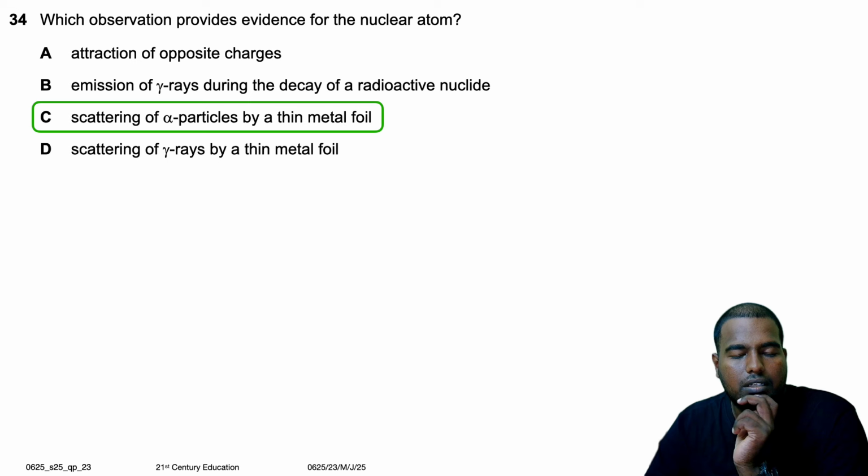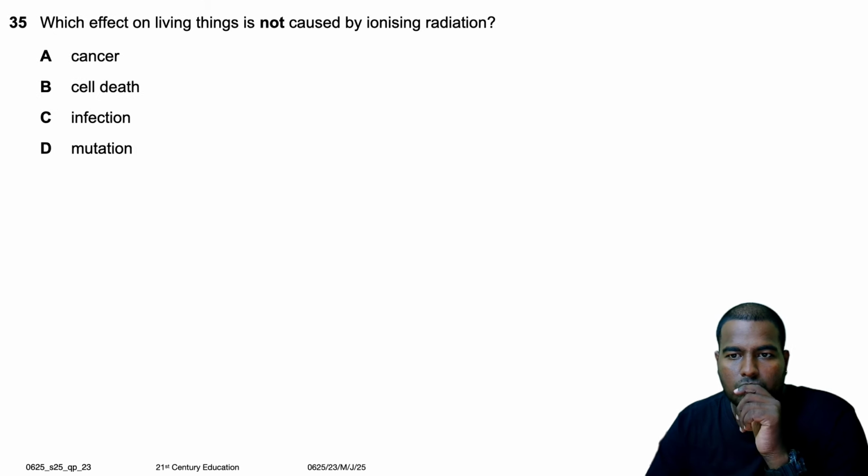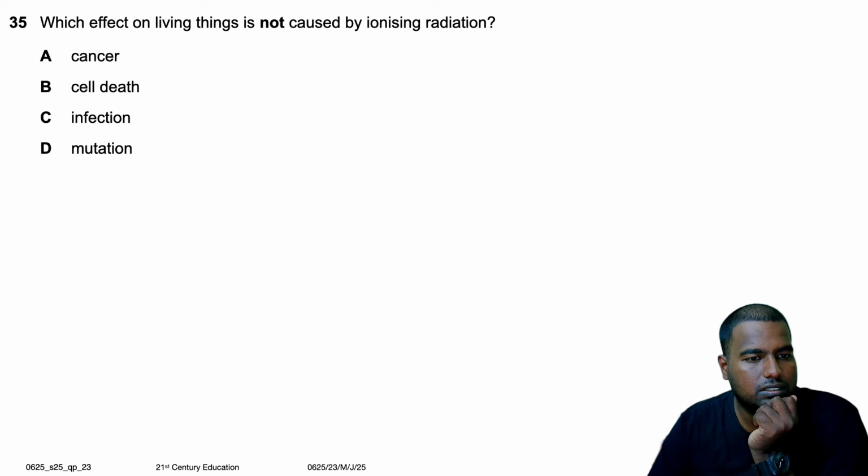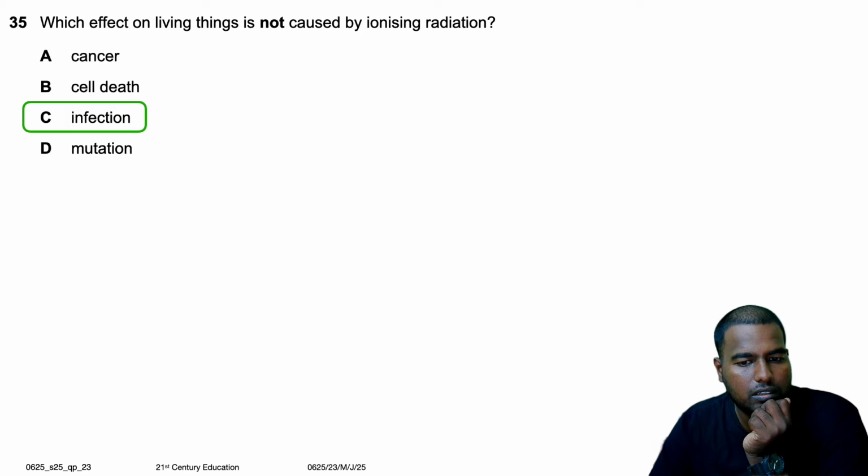Which observation provides evidence for the nuclear model of the atom? It's the scattering of alpha particles by thin metal foil. It's Rutherford's gold foil experiment. Which effect on living things is not caused by ionizing radiation? It's infection. It's caused by a virus or bacteria, not by radiation.